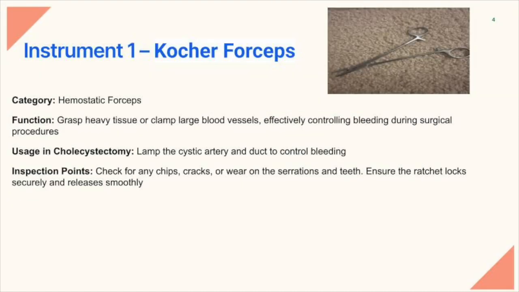Instrument 1: Kocher forceps. Category: hemostatic forceps. Its function: grabs heavy tissues or clamps large blood vessels, efficiently controlling blood loss during surgical procedures. Usage in cholecystectomy: clamps the cystic artery and duct to control bleeding. Inspection point: check for any chips, cracks, or wear on the serrations and teeth. Ensure the ratchet locks securely and releases smoothly.